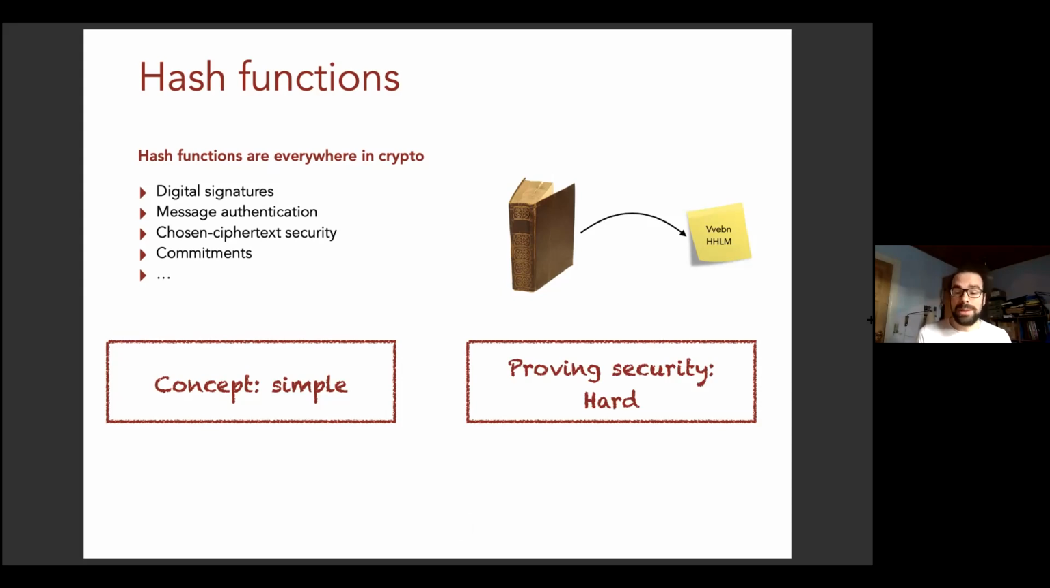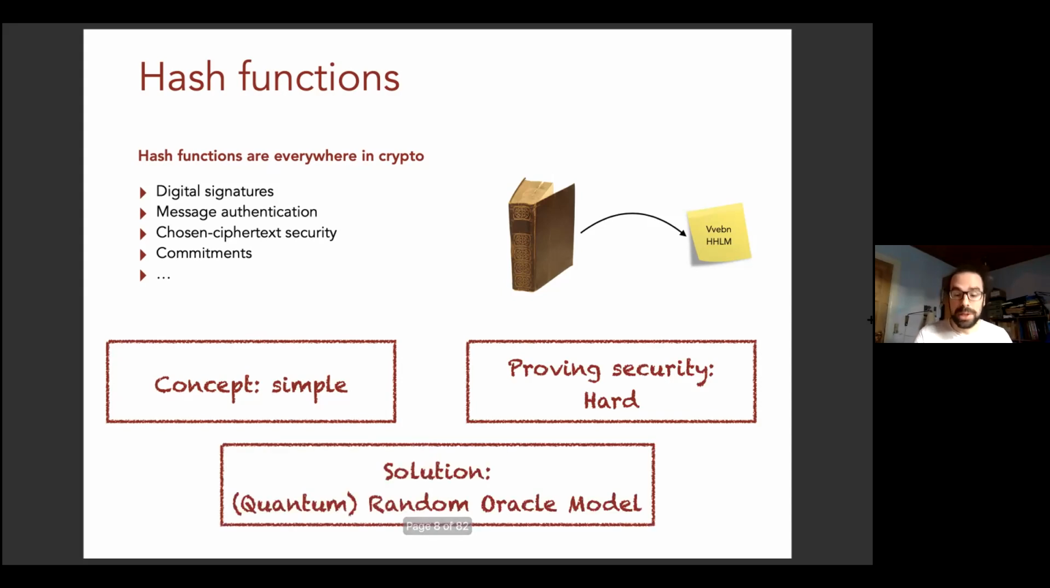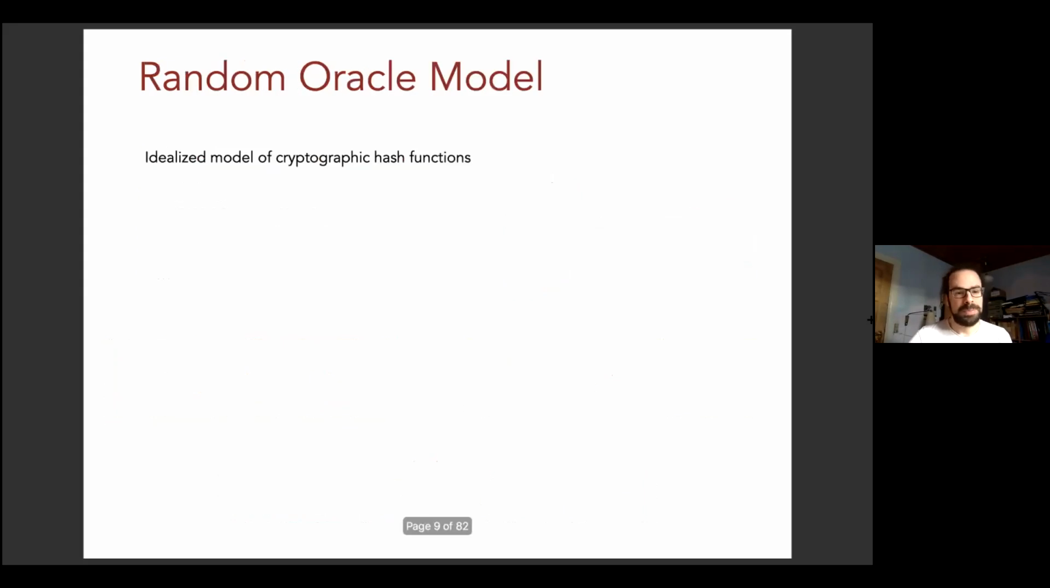And one way out that researchers have been taking is the so-called random oracle model, or the quantum random oracle model, when we're in the setting where there's quantum attackers. So this is an idealized model for the hash function, and let me explain to you how this works in detail. So here's a comparison of the random oracle model. Now, just for now, let's restrict to the classical case. So let's talk about the random oracle model. And here's a comparison of it with the real world.